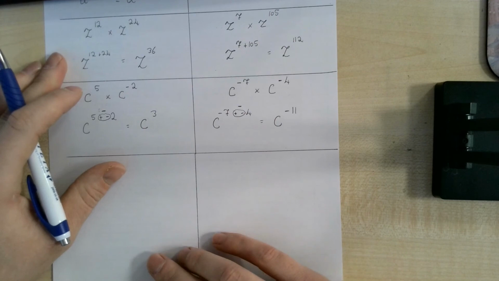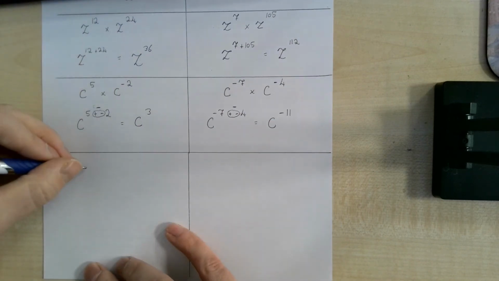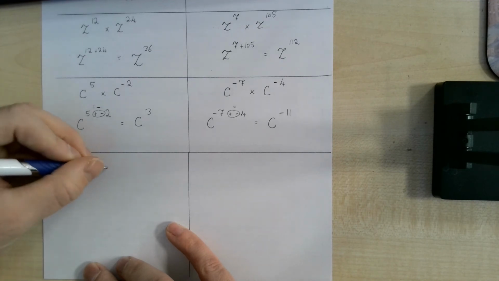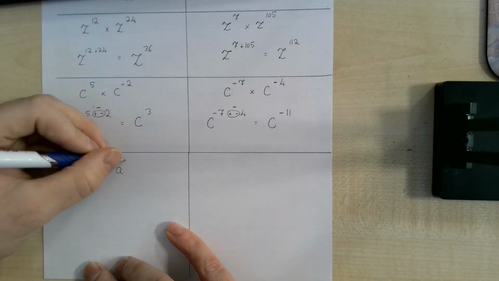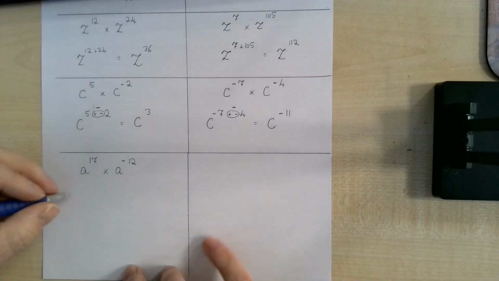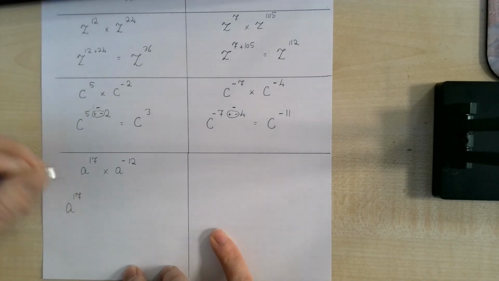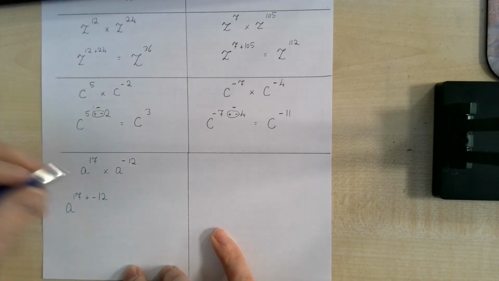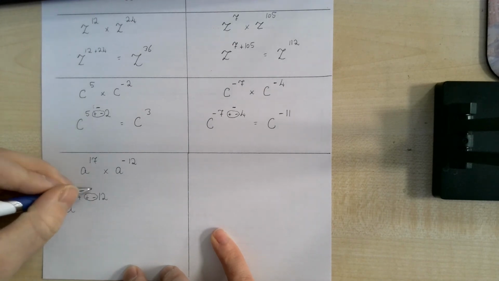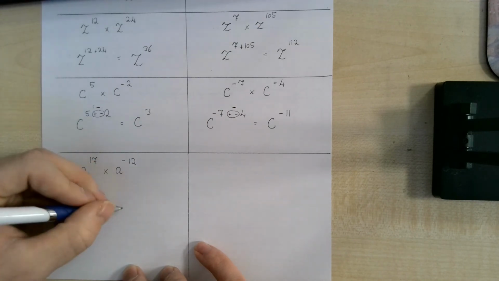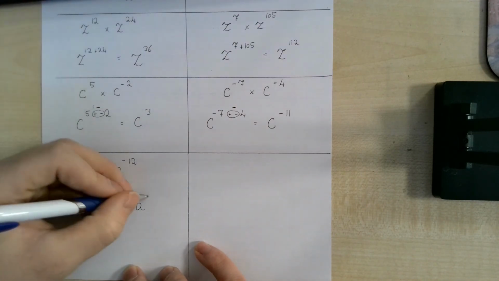Have a go at this one for yourself. Let's go with a to the power of 17 multiplied by a to the power of minus 12. Pause the video and see how you did. So we've got a to the power of 17. We need to add a negative 12. That positive and negative combine to give us a negative. So it's 17 take away 12. So our answer is a to the power of 5.